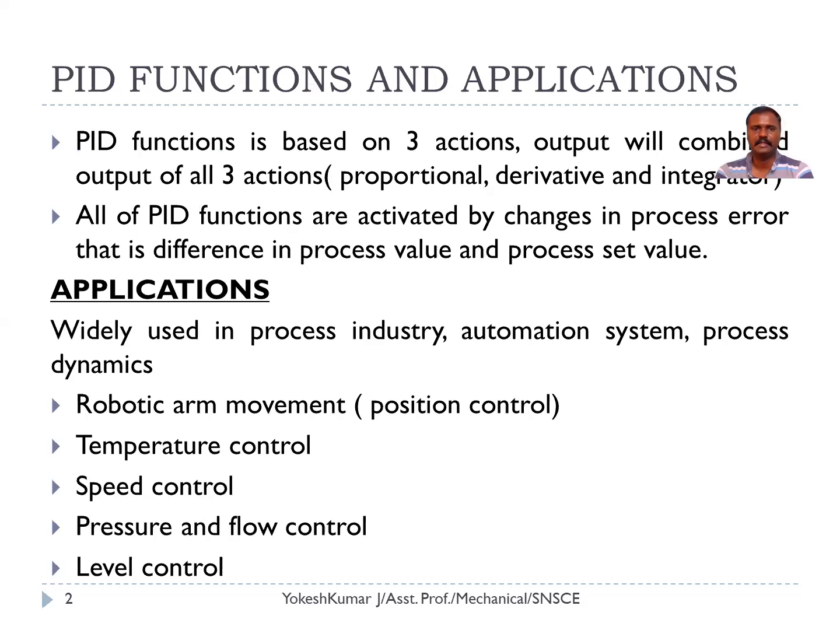There are three kinds of control functions possible in any control system. Those are called P. P is nothing but proportional control, where one parameter is proportional to another parameter. For example, flow rate depends upon the area of opening, so it is a directly proportional relationship.